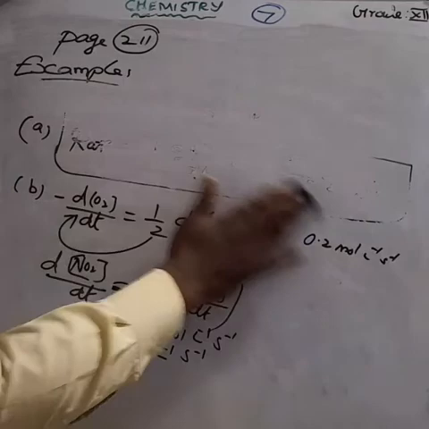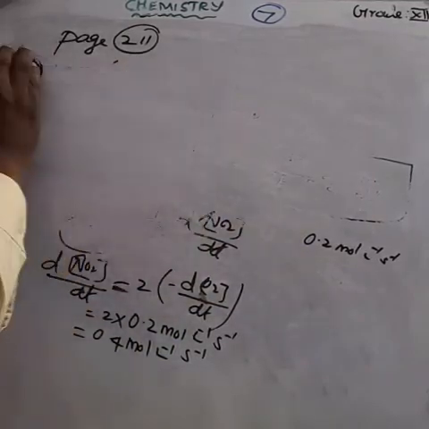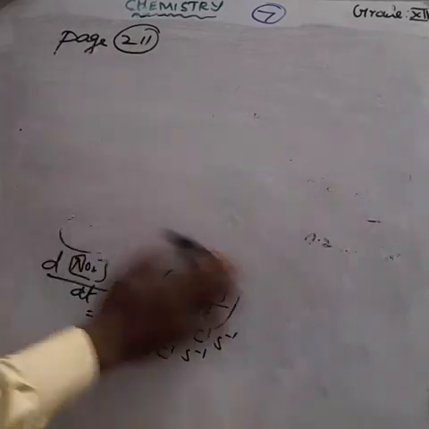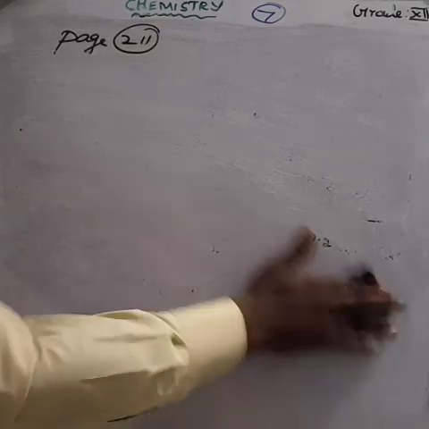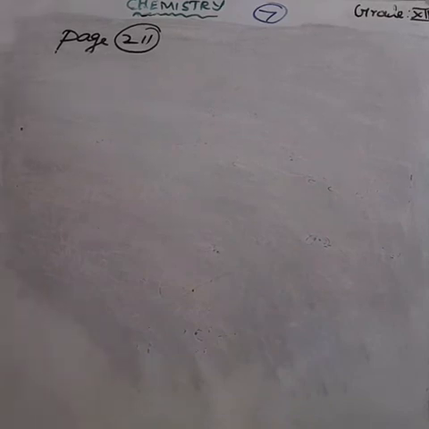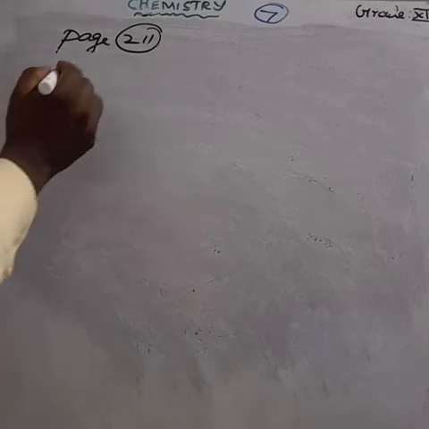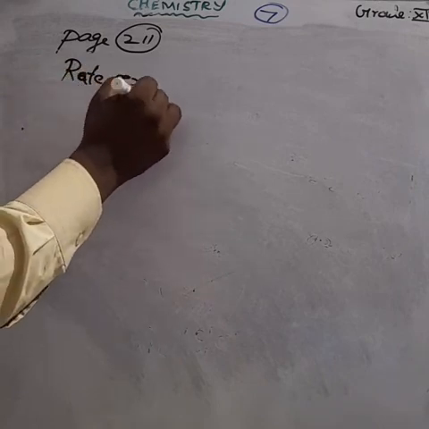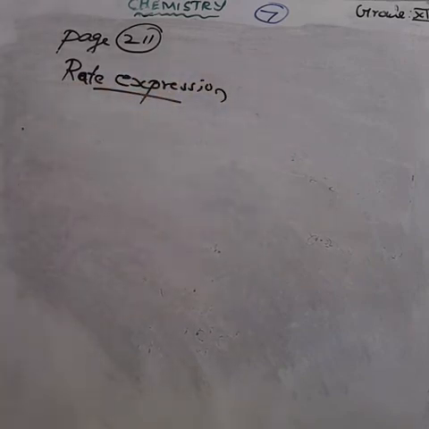Next, one of the evaluative questions. Evaluative question, page number 211. Write the rate expression for the following reaction, assuming them as elementary reactions. Here, the question is the rate expression. We have to write the rate expression for the following reactions, assuming them elementary reactions.